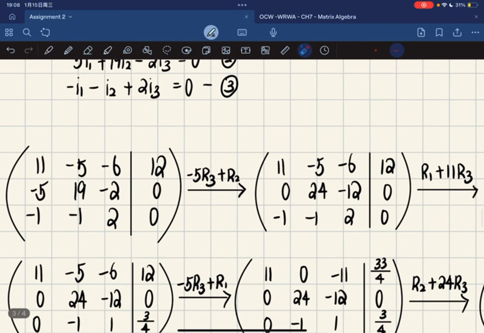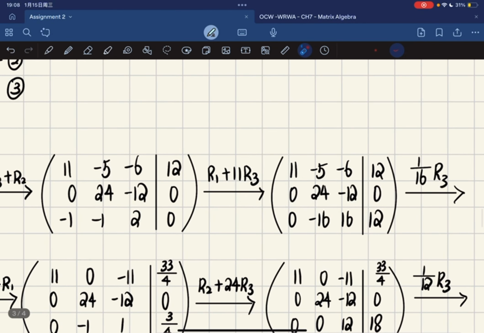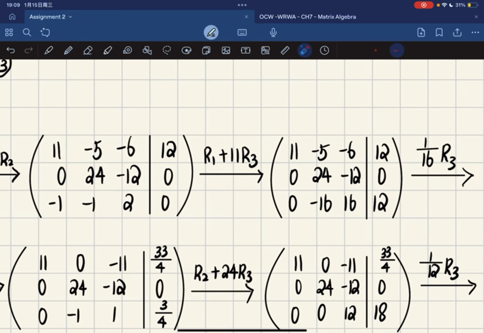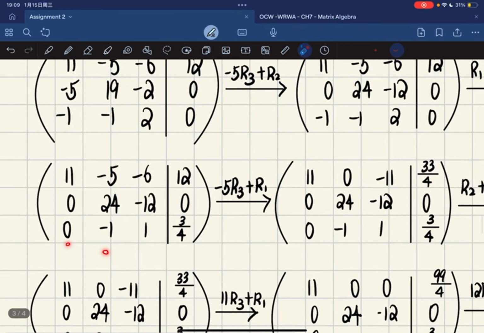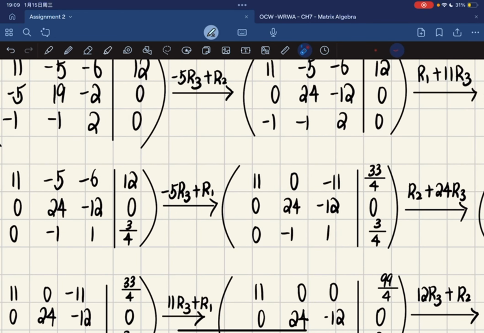And here is the equation: -5 row 3 plus row 2. Then we can get the answer here. And next we get R1 plus 11 R3. Then we need to focus on the back one, and we get the answer here: 0, -16, 16, and 12. To make it easier, we can divide row 3 by 16, and we get 0, -1, 1, 3/4.